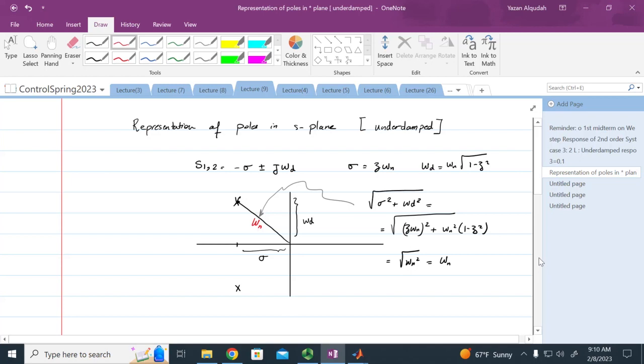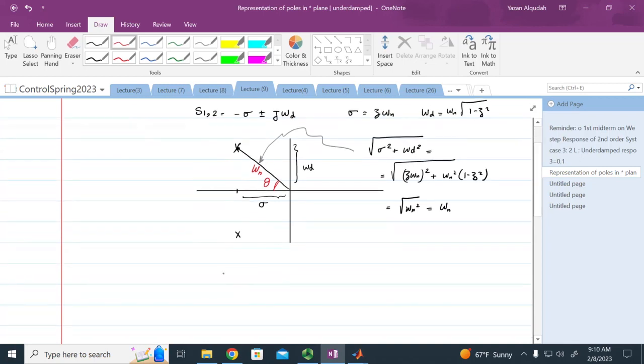Okay, so next, let's look at this angle here. We're going to call it theta. And let's calculate the cosine of this angle. What is cosine of theta going to equal? Sigma over omega n, yes. Which is equal to zeta multiplied by omega n divided by omega n, which is equal to zeta.